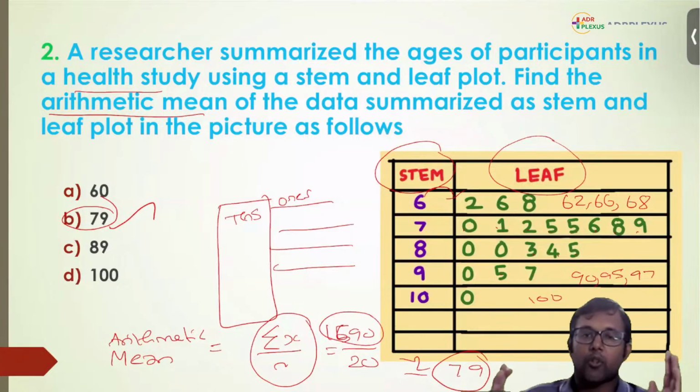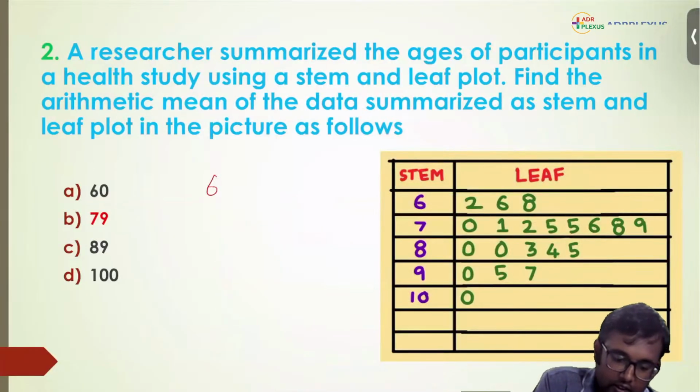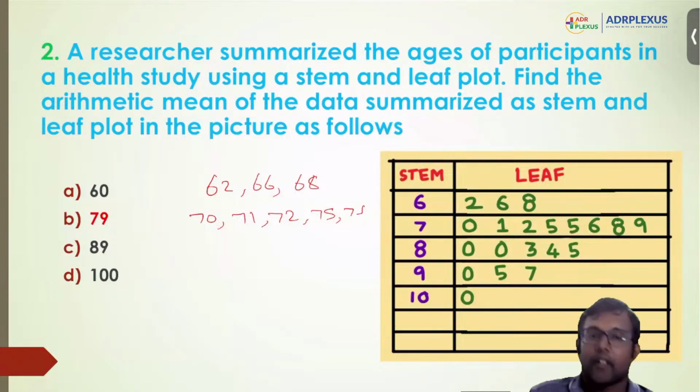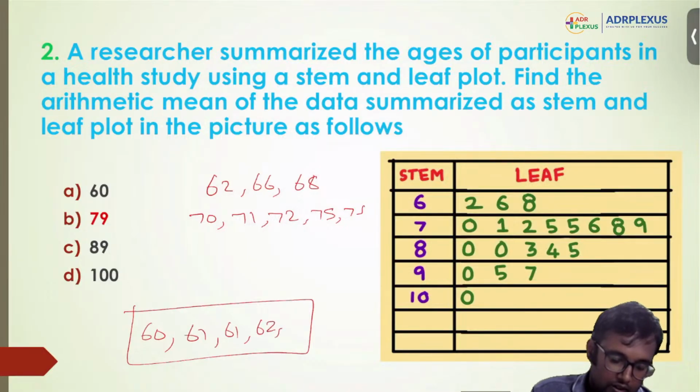The concept you should know is you should write this. How are we going to write this? 62, 66, 68, 70, 71, 72, 75, 75. So this is the concept. In this concept, if there are 5 numbers: 60, 61, 61, 62, 63.